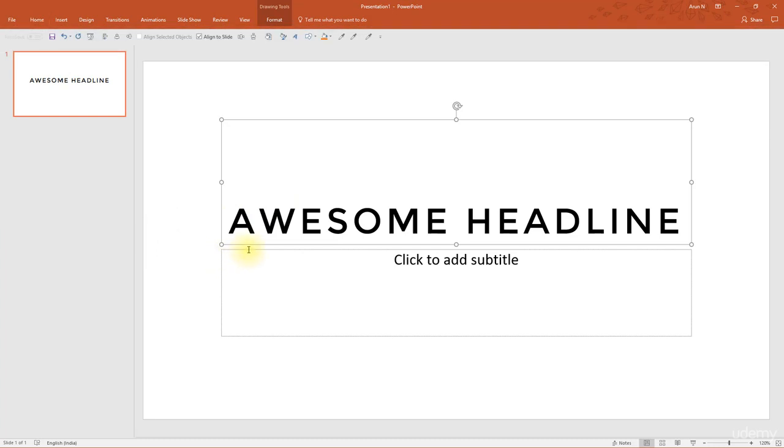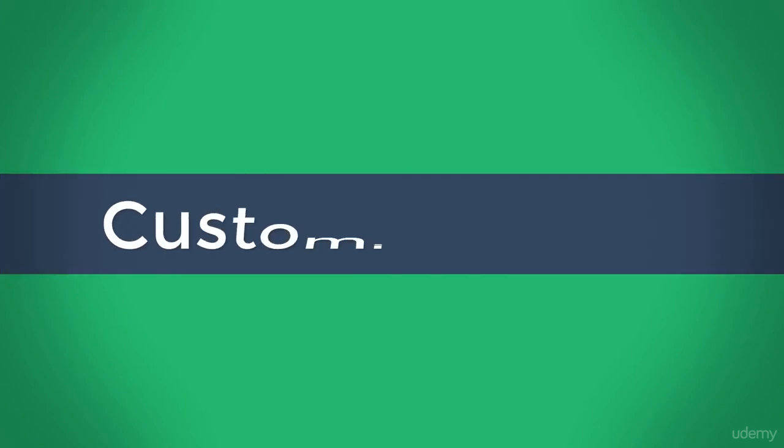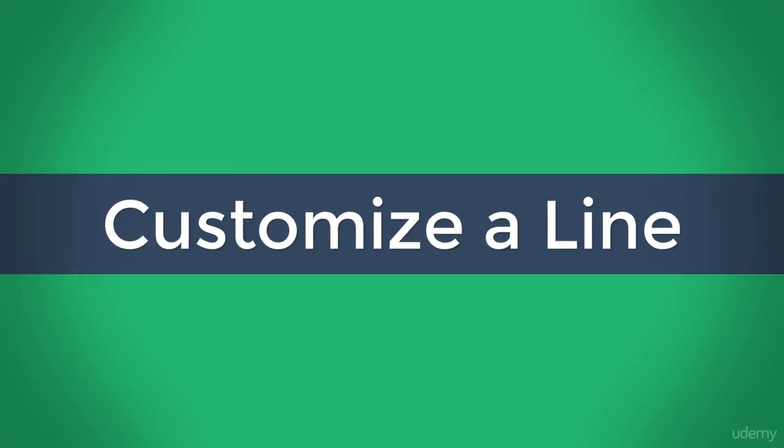Now let me delete this subtitle part so that you can clearly isolate the heading part with character spacing. So this is how you can add space between characters. In the next lecture, you will learn how to customize a line.